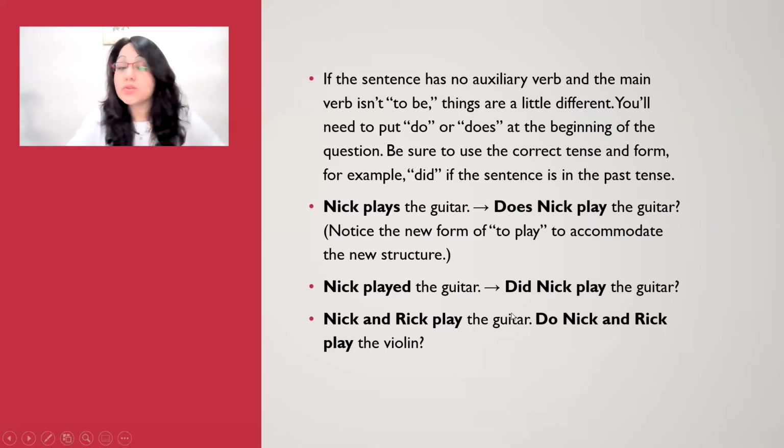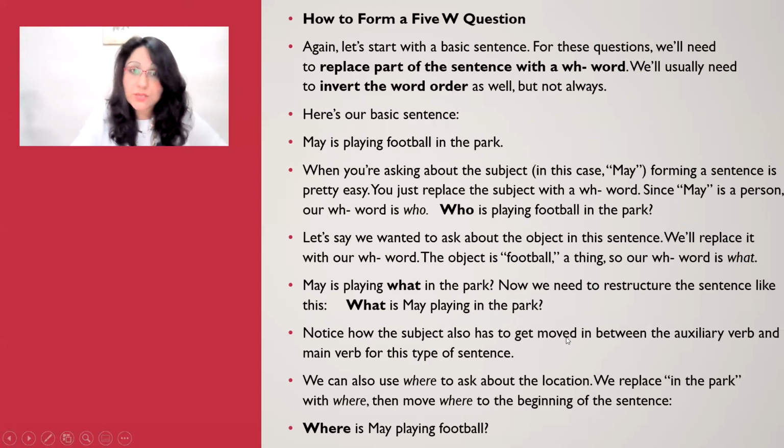Similarly, when you're making your question in the past tense, you will be using your did, but do not forget that the verb is going to be in the infinitive form when you're making your question. Okay. Moving on to the next one.